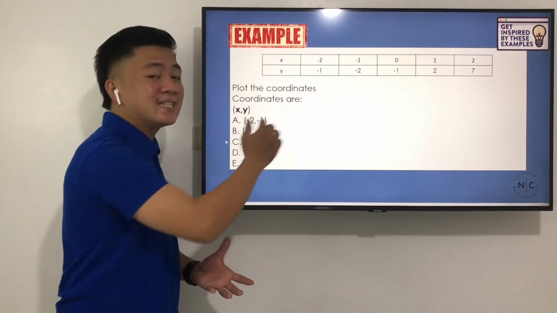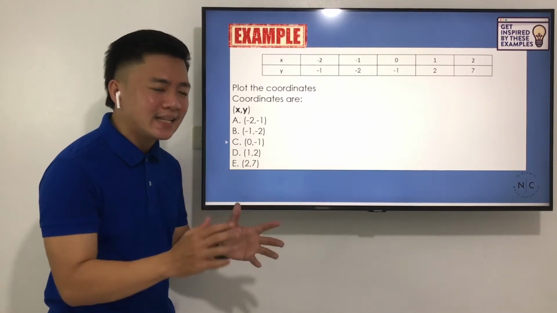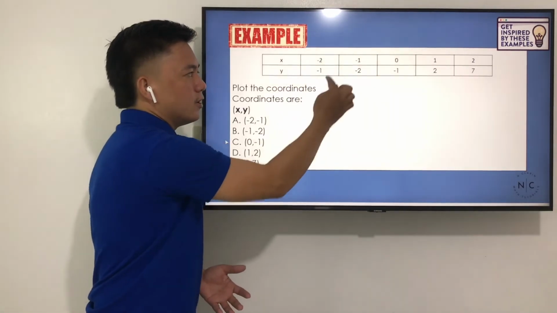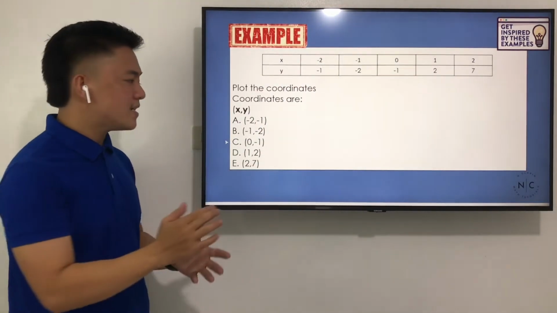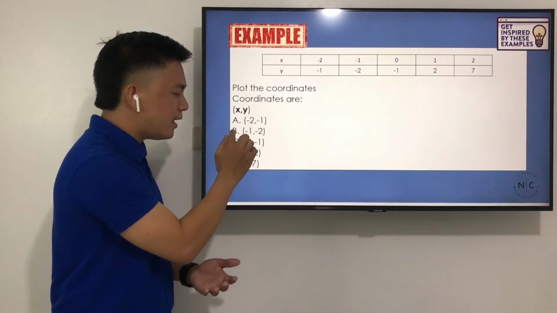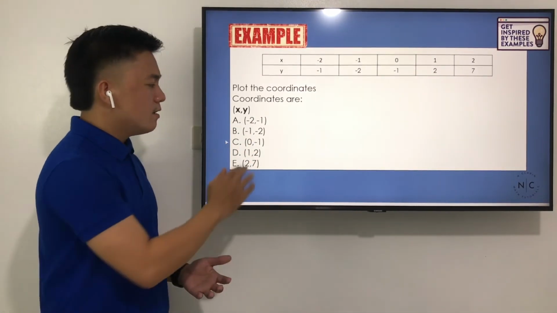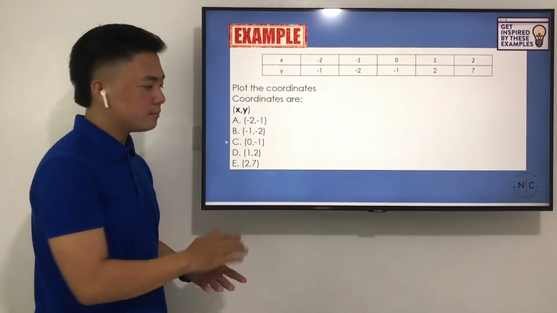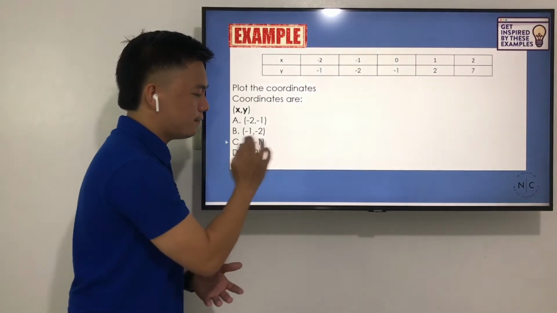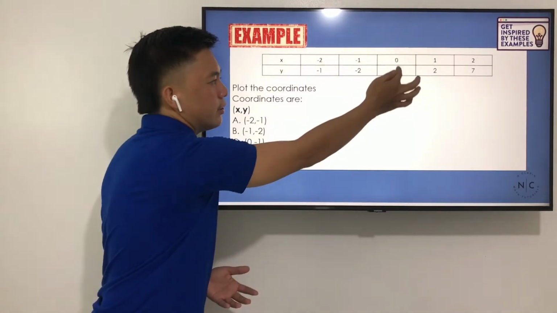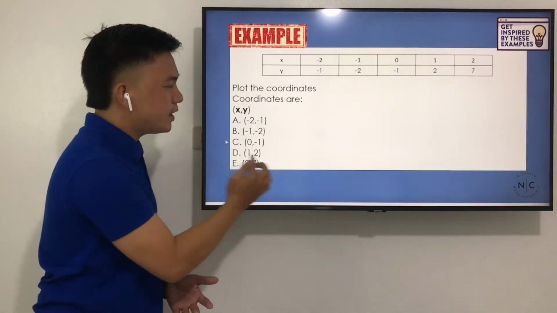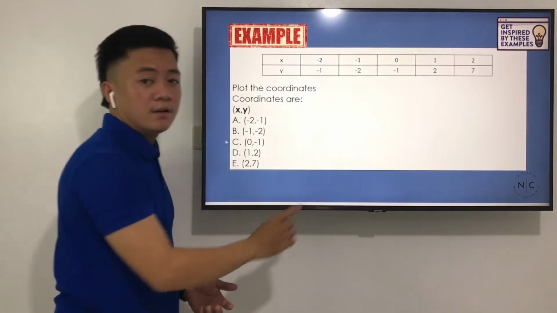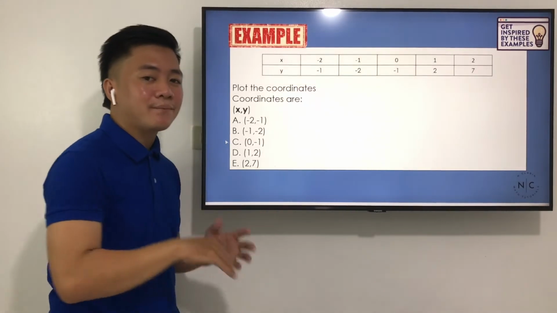So next is we will plot the coordinates. So yung coordinates natin are x and y. Tandaan natin, lagi nauuna si x kay y. So yung magkakapartner dyan is, eto, magkakatapat. So first is point A. Meron tayong point A, B, C, D, and E. So first is point A, negative 2 and negative 1. Point B is negative 1 and negative 2. Point C is 0 and negative 1. Point D is 1 and 2, and then point E is 2 and 7. So, inuulit ko, lagi nauuna si X kay Y.